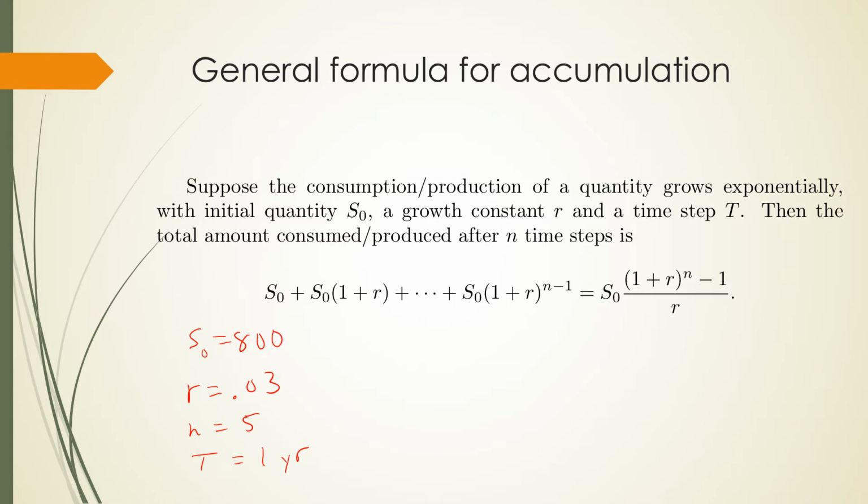Let's check our calculation from the previous slide using this formula. We would have 800 times 1.03 to the fifth minus 1 all over 0.03. This again comes out to be 4,247.31.